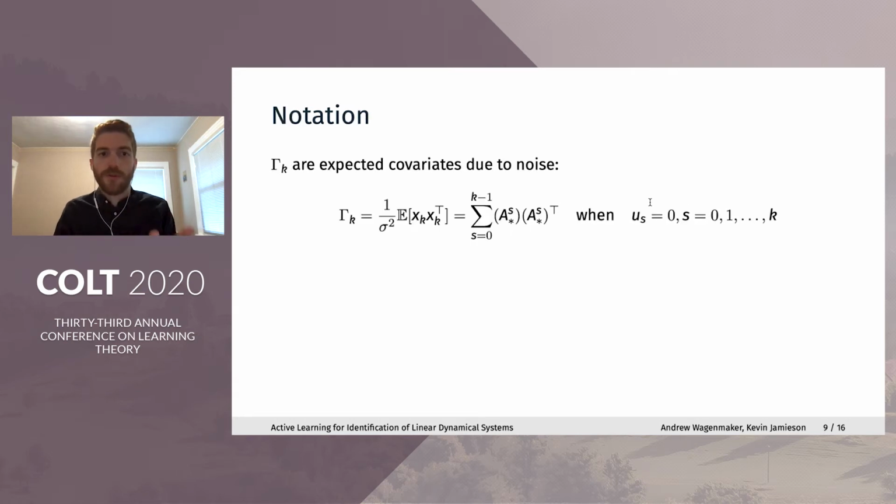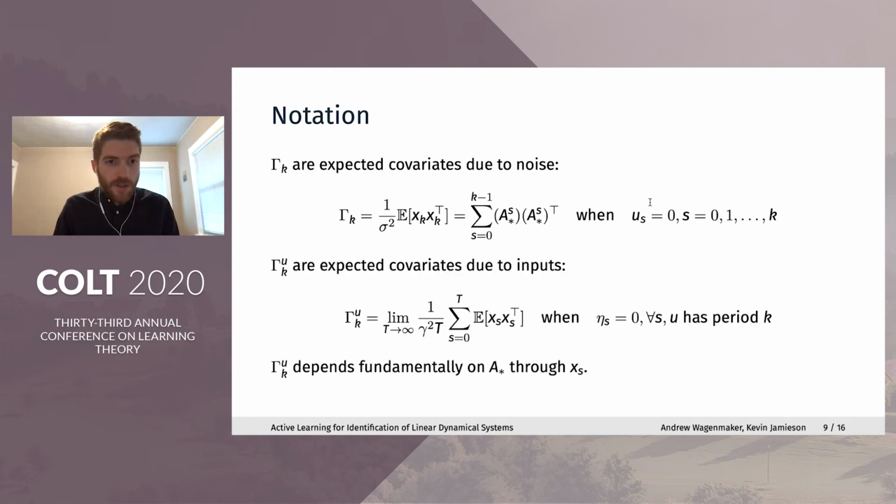So some notation really quick. We're going to define Gamma k to be the expected covariance due to noise. So if we don't feed any input into the system and it's just excited by this noise, Gamma k is going to be equal to the sum from s equals 0 to k minus 1 of A star to the s times its transpose. And Gamma k u is the expected covariance due to the inputs. In this case, we're going to say that our input has period k, our noise we set to 0, and Gamma k u then corresponds to the steady state covariance obtained by playing this input on our system.